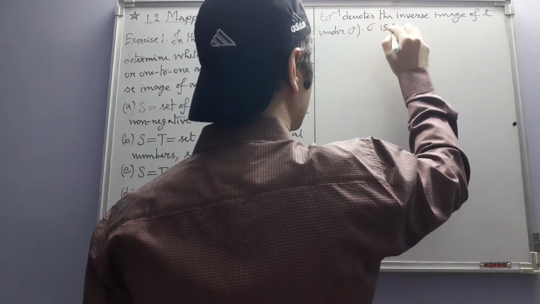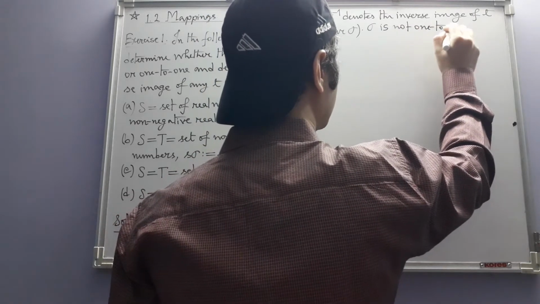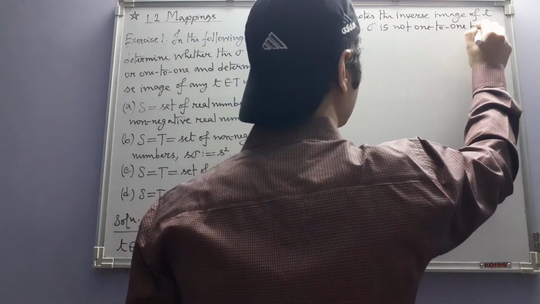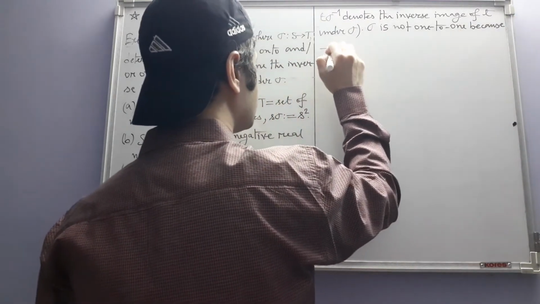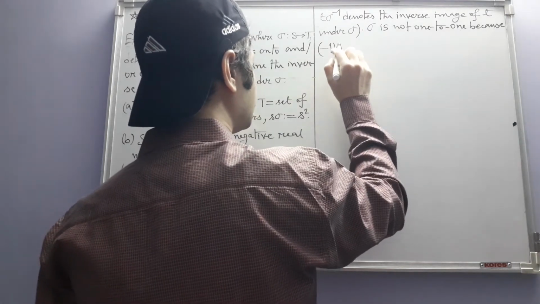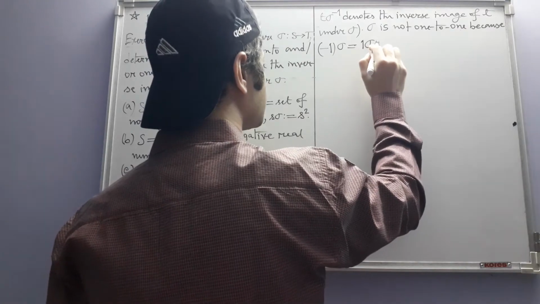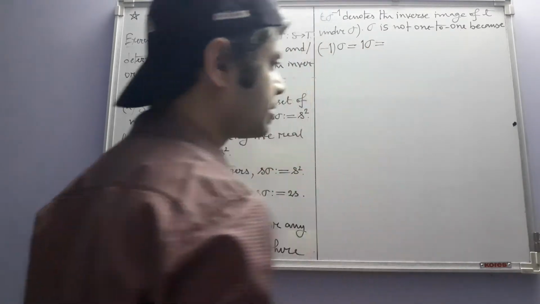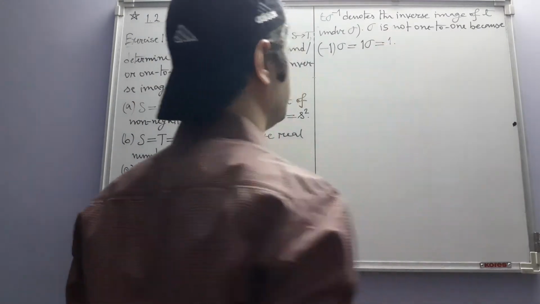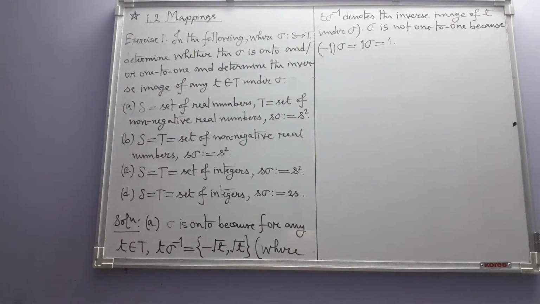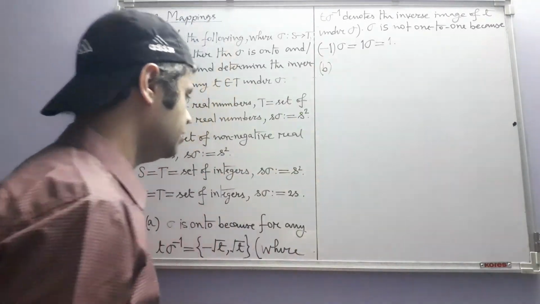Sigma, you know very well, is not one-to-one, because -1 and 1 both have the same image. Their squares are equal to 1, although they themselves are not equal. Okay, so this is part A. Like that, let us now look at part B.